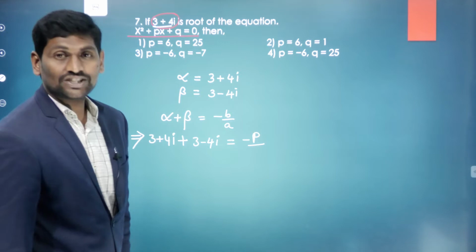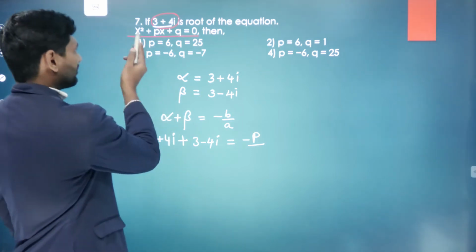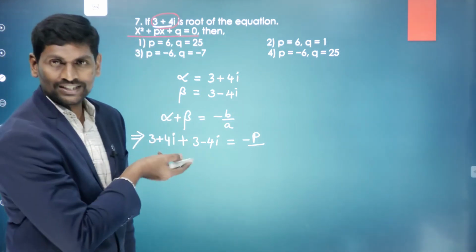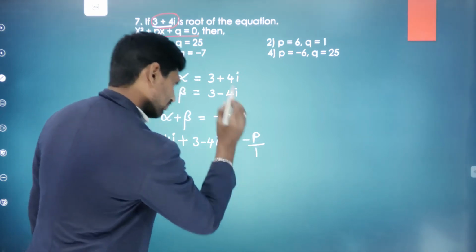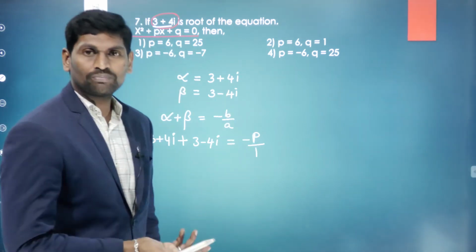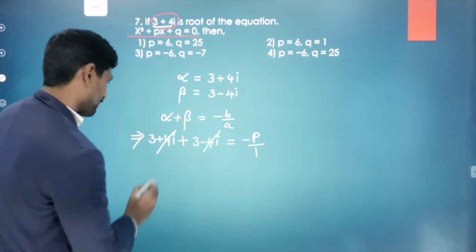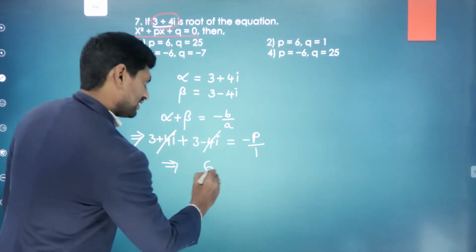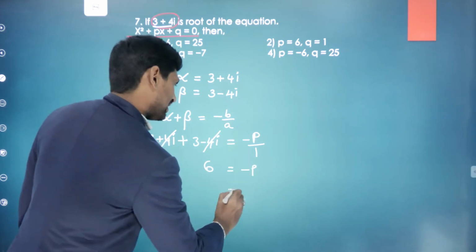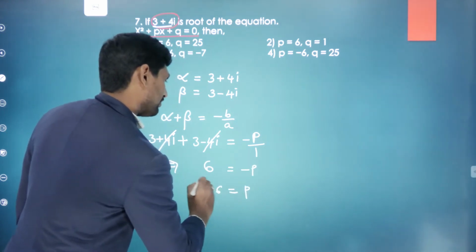A means x square coefficient. There is no coefficient means 1. 1 is present there. So instead of a, we can write 1. Minus p by 1 means minus p only. Now plus 4i minus 4i cancel. 3 plus 3, 6. So minus p value 6. Obviously p value will be minus 6.